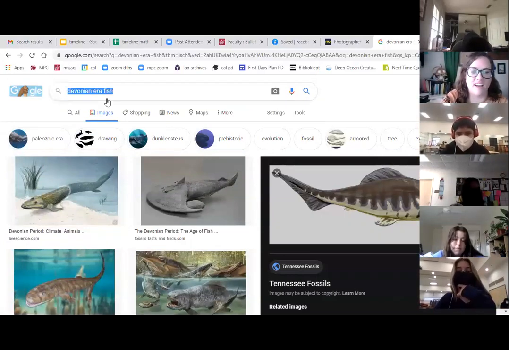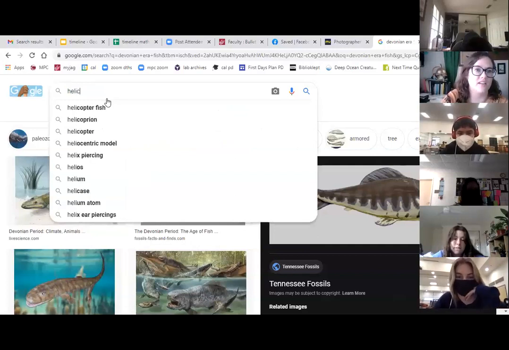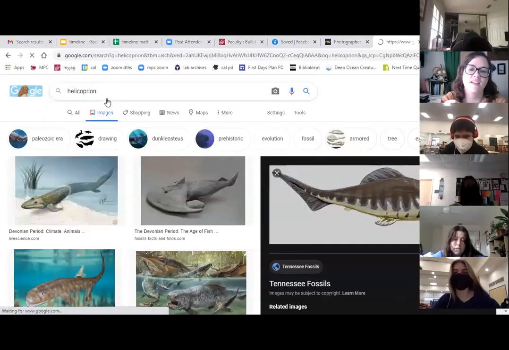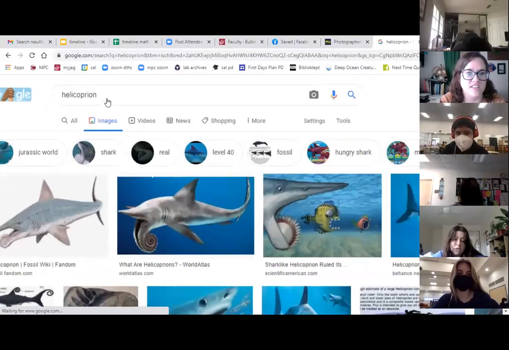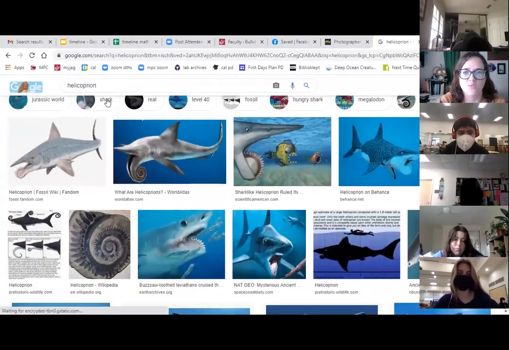So let's look at, there is a weirdo shark, Helicoprion, that we only know from one fossil because it's the only thing that fossilized, and it's this weird world.